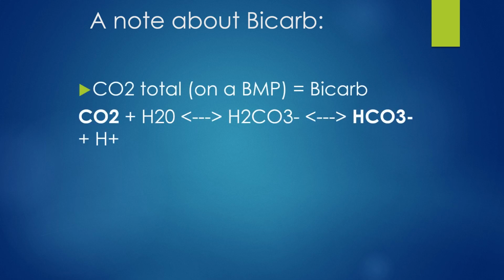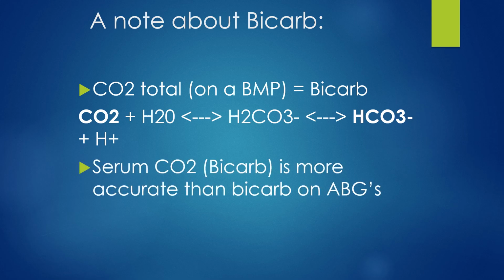CO2 is bicarbonate on a BMP. So when you're looking at a basic metabolic panel, you're looking at a venous sample. So even though it says carbon dioxide, it actually stands for bicarb. And if you think back to your biochem days, basically carbon dioxide plus water dissociates via carbonic anhydrase into bicarb plus hydrogen ion. So on a venous sample, you're actually looking at bicarbonate when you look at the CO2.